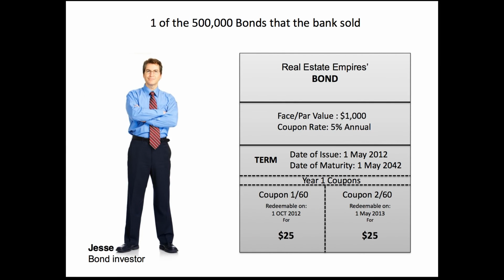If Jesse would buy this bond the day it was issued and he'd hold it until maturity, he would get his $25 check every 6 months, and at the end he'd get his $1,000 back. And that's all there is to understanding how a bond works.